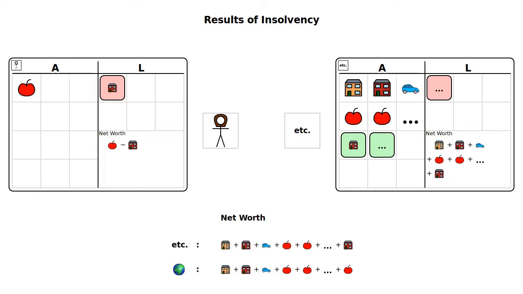As things stand, the rest of the world will eventually have to write off the debt of one house without receiving the promised house in exchange, and their net worth will then drop from a level which reflects their hopes to a level which reflects reality.